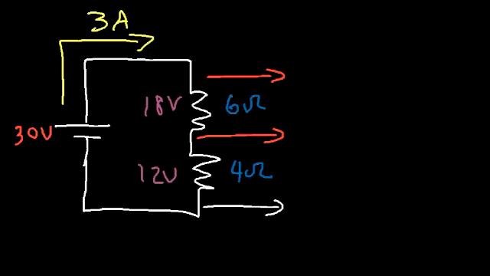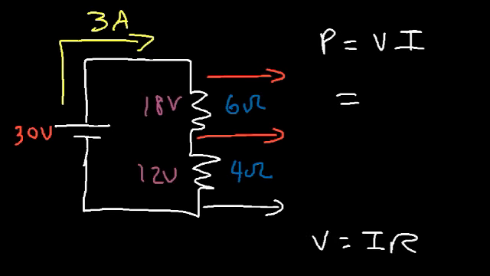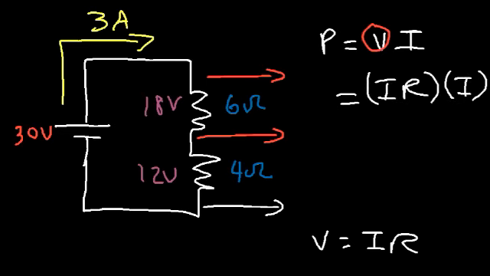The next quantity that we need to calculate is the power. The power delivered by the battery and the power absorbed by the resistors. So power is equal to voltage times current. Now there's two other forms of this equation that you might find useful. Now we know that V is equal to IR. So if we replace V with IR, then we'll get the second form of the equation, which is I squared R.